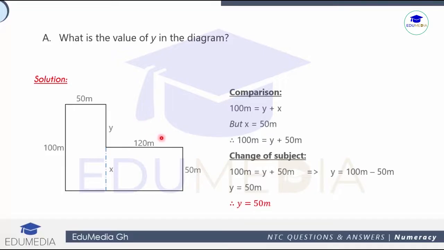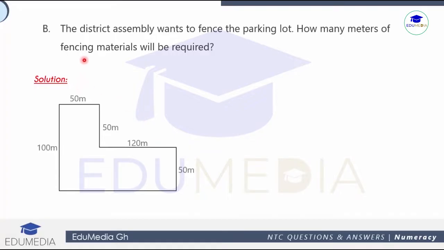Now to the second part of this question. It says the district assembly wants to fence the parking lot. How many meters of fencing materials will be required? What the question requires from us is to calculate the perimeter of the whole parking lot. So we're going to add this side, 100 meters, plus the 50 meters, plus this 50 meters, that's the y we just obtained in the previous question, and then 120 meters and 50 meters here as well, and then this portion also will be added.